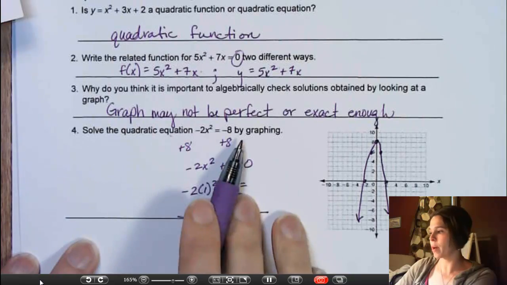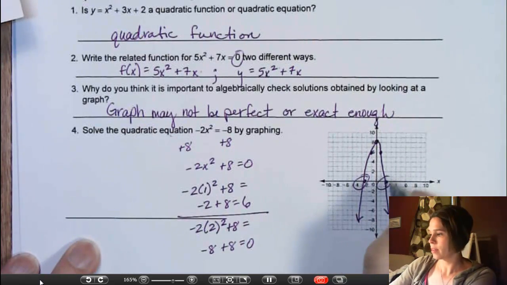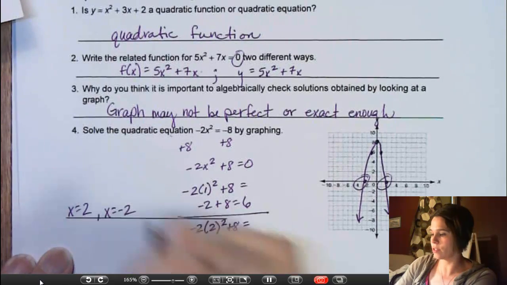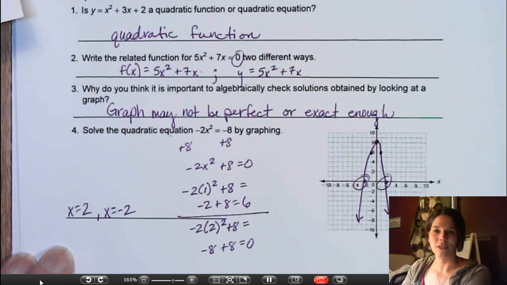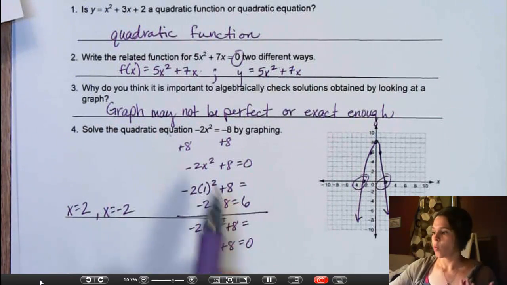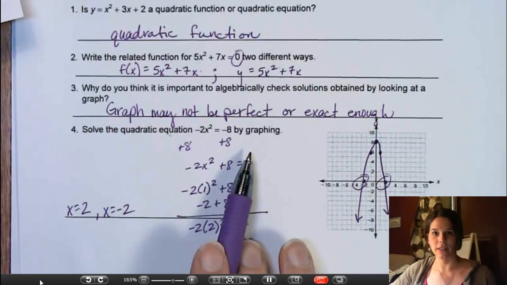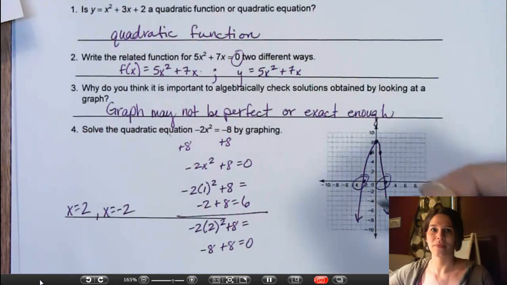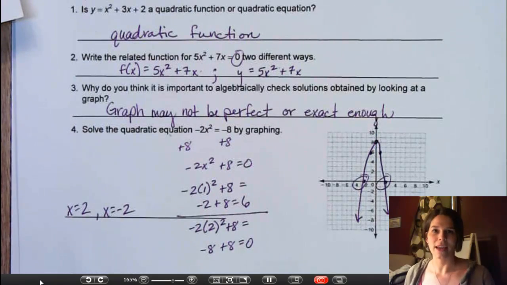So it says solve by graphing. Well, I solved by graphing and I got x equals 2 and I got x equals negative 2. I don't even need to do the check because I've already done it. Now the question arises, what if I had added 2x squared to the other side and I got a positive a value that opens up? Guess what? Same zeros. You get the same solution.